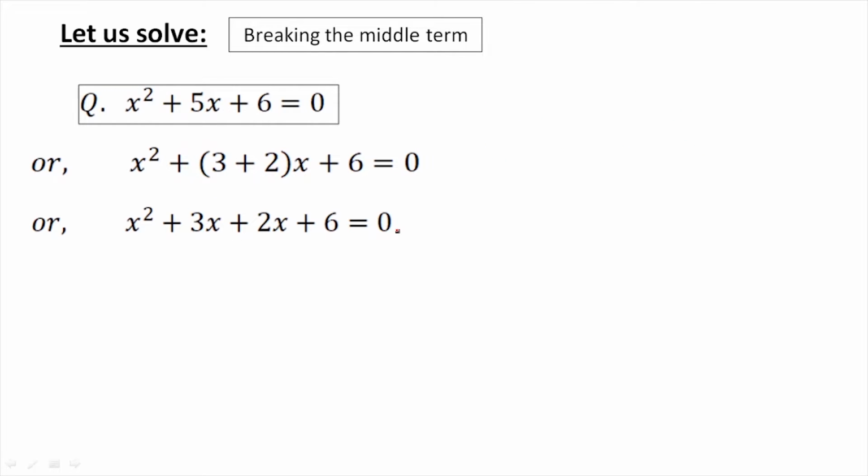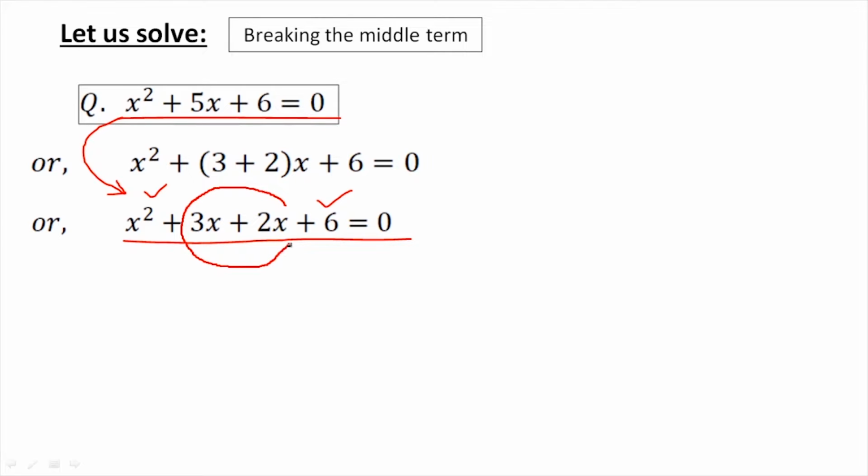So now let's see the overall process of what we did. We had x squared plus 5x plus 6 equals 0, and after doing it we got x squared plus 3x plus 2x plus 6 equals 0. That means x squared is x squared only, and plus 6 is also plus 6. What has happened is that 5x is broken into two parts. This is the process of breaking the middle term. We have broken this middle term into two parts, that is 3x and 2x.